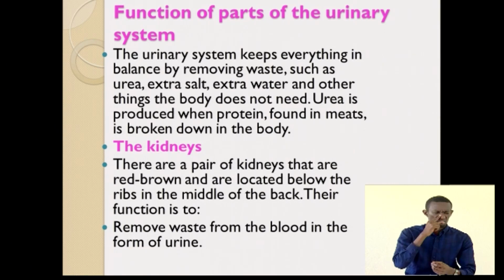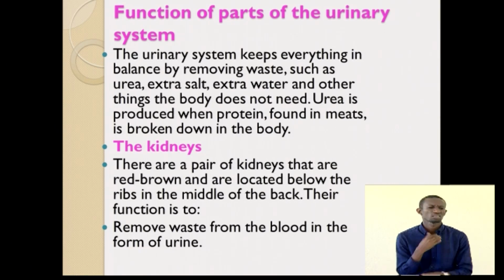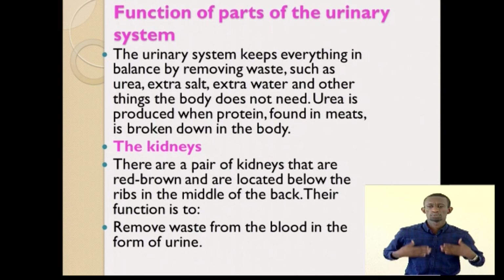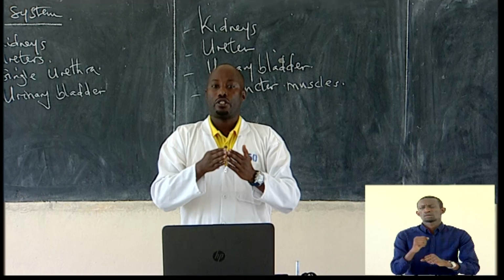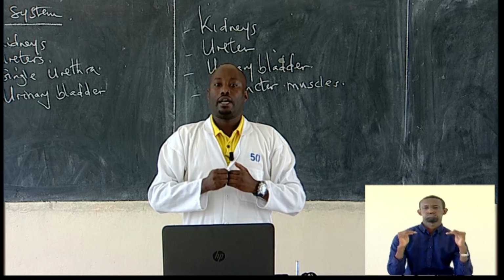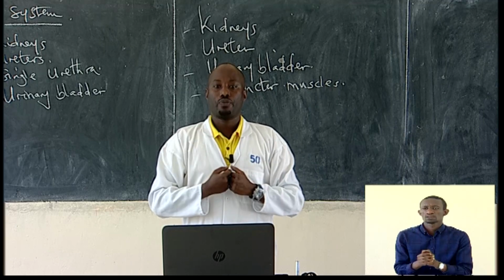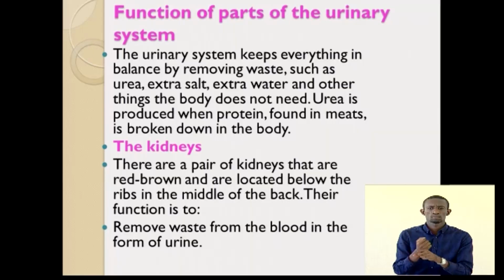So these things that the body does not need are required to be removed from the body, all right? So the urinary system is very important, very vital to our body because it keeps everything in balance by removing wastes such as urea, extra salts, extra water, and other things the body does not need.